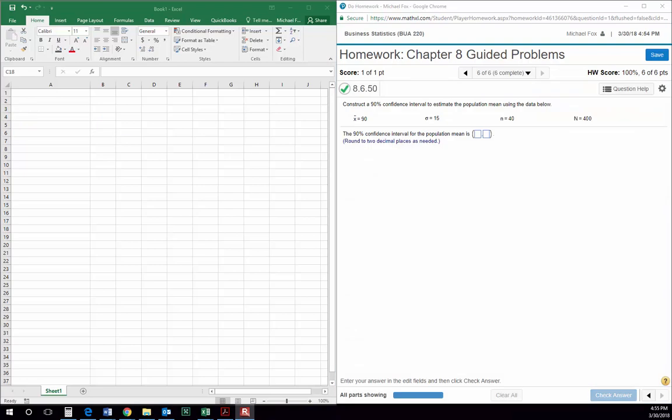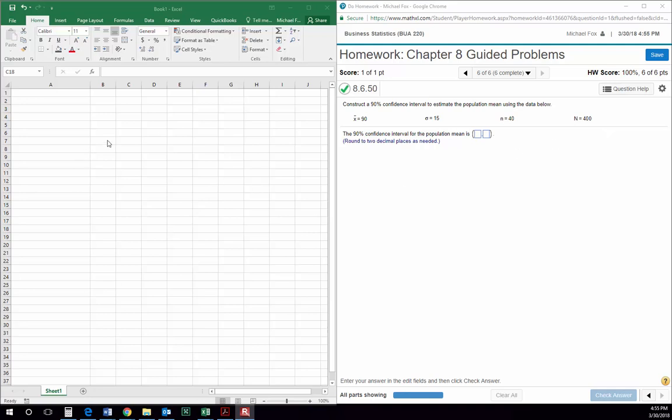So the last question's a little tougher than the others, and I know that the others weren't super easy, so hopefully it won't be too bad. So now we're supposed to construct a 90% confidence interval to estimate a population mean using the data below. And what we have going on here is that if our sample size is greater than 5% of our population, then we have to use something called a finite population correction factor. In essence, what this does is it says we're going to have additional error introduced in this because our population is so small. And so again, the formulas for these are on 366 and 367 in the textbook.